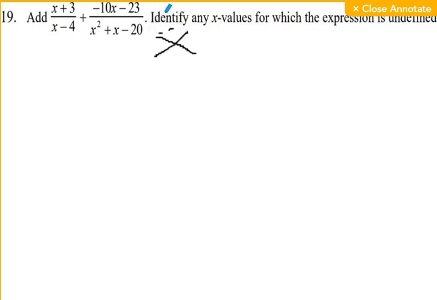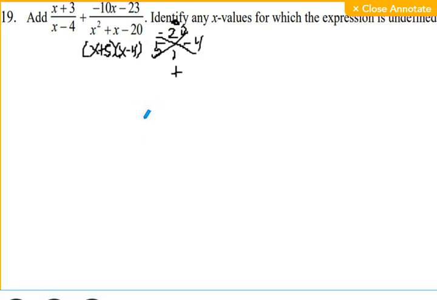We got negative 20 and 1. Factors of negative 20 and 1. So what are the factors of negative 20 that add up to 1? Tell your neighbor. 5 and negative 4. So my factors are x plus 5, x minus 4.